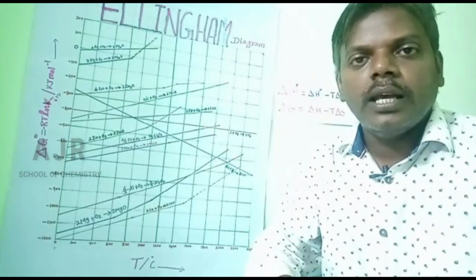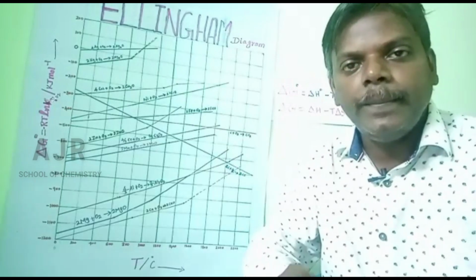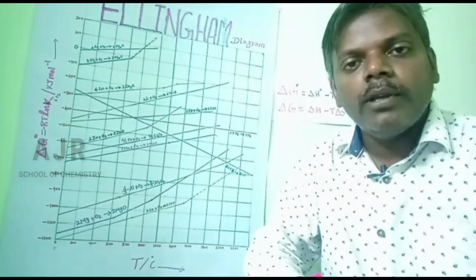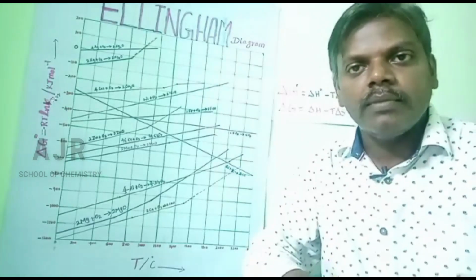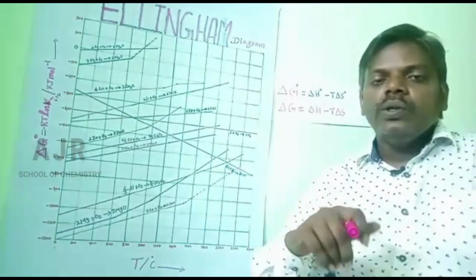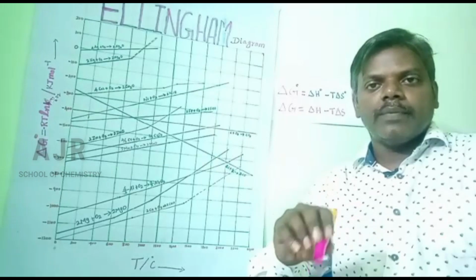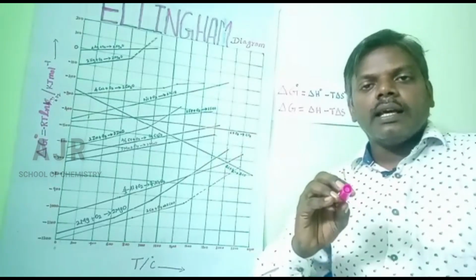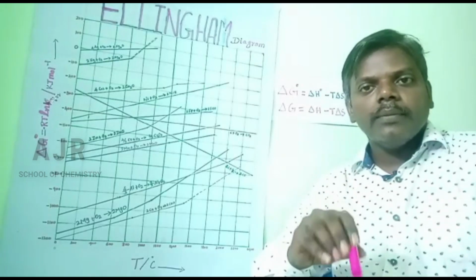In this session, I am going to explain the observations from the Ellingham diagram. In the last video, I explained the thermodynamic principle of metallurgy and what is the Ellingham diagram. So in this video, I am going to explain the observations from the Ellingham diagram. I also explained already what is the Ellingham diagram. Now, can you say what is the Ellingham diagram?